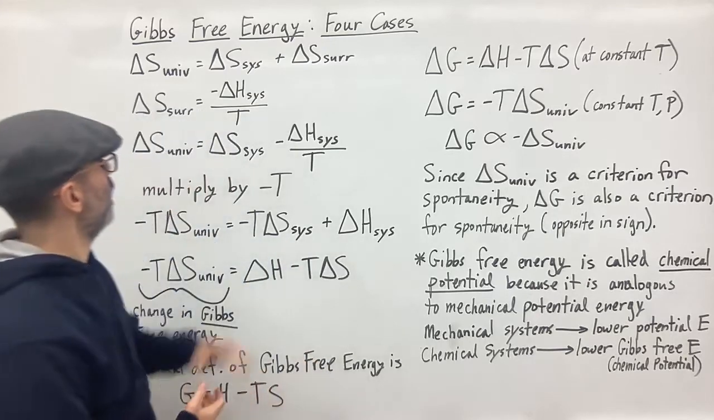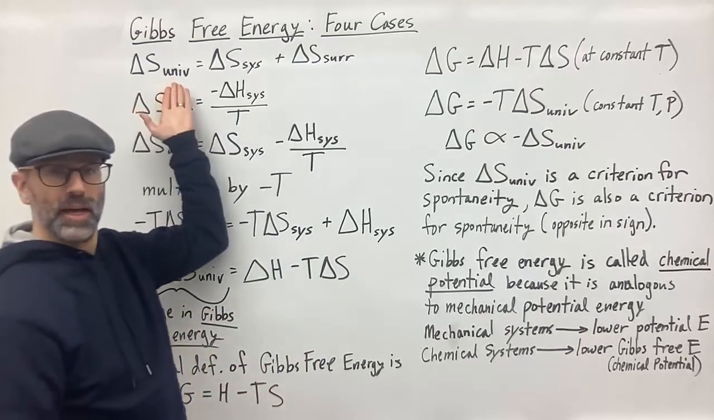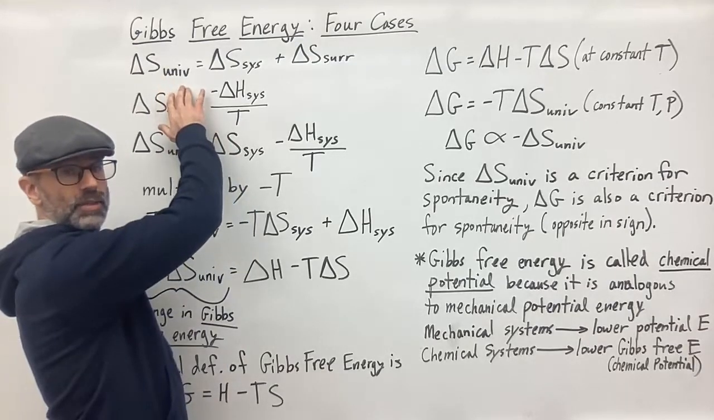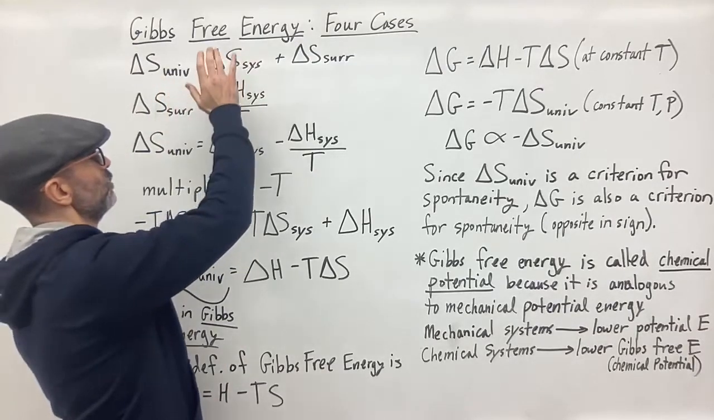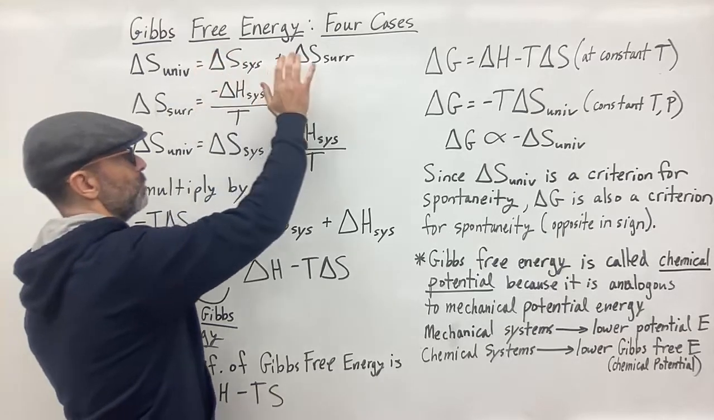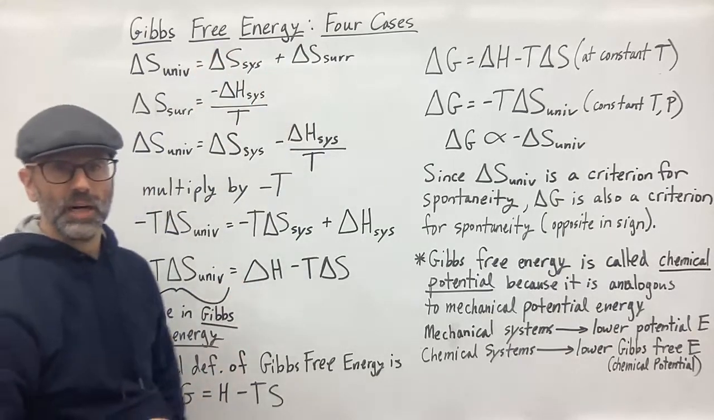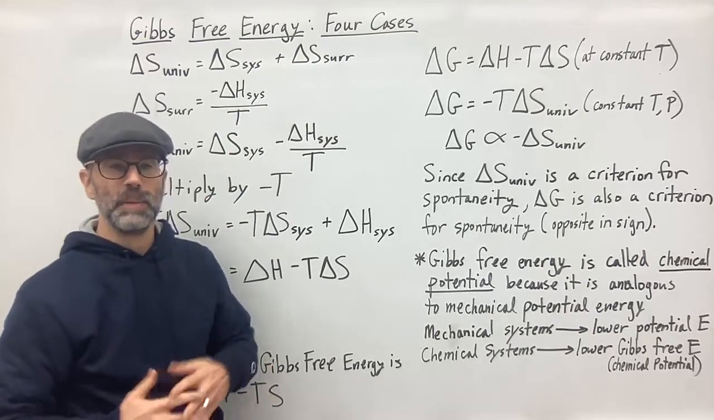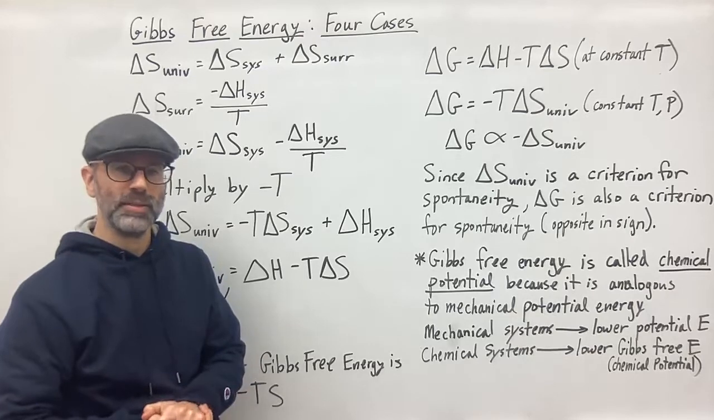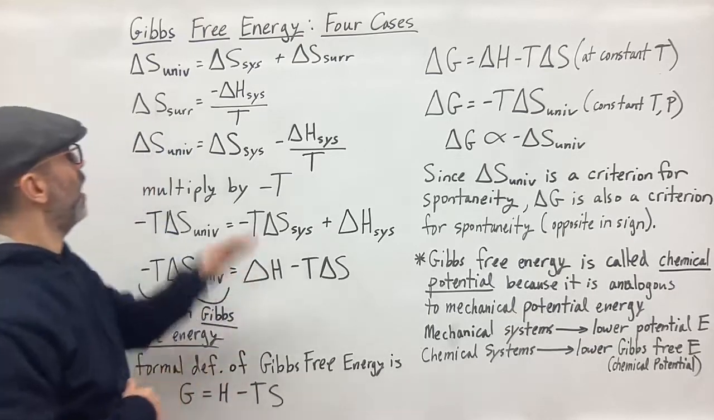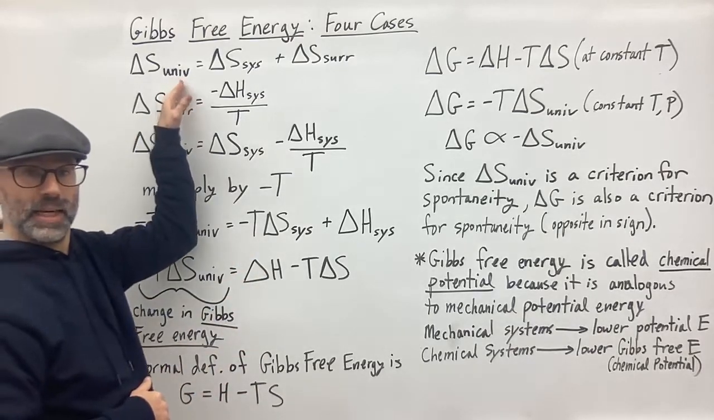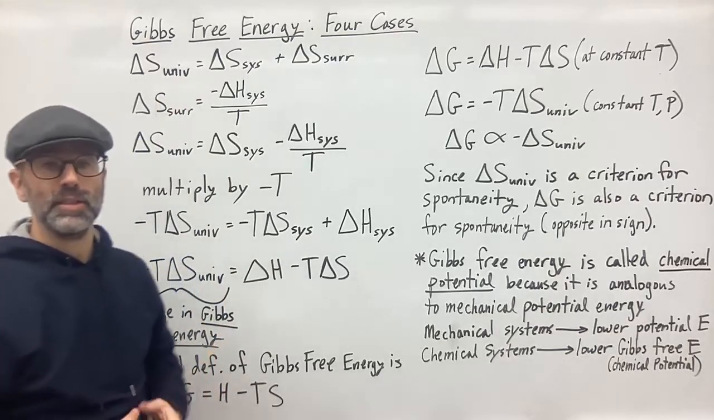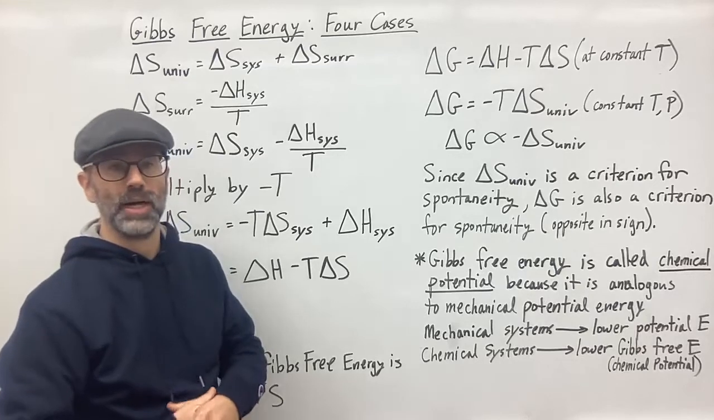First thing is let's remind ourselves the equation that the change in the entropy of the universe is equal to the change in the entropy of the system plus the change in the entropy of the surroundings. So let's remind ourselves that the spontaneity of a process is tied to the increase in the entropy of the universe. So if the entropy of the universe increases, then that's going to be a spontaneous process.